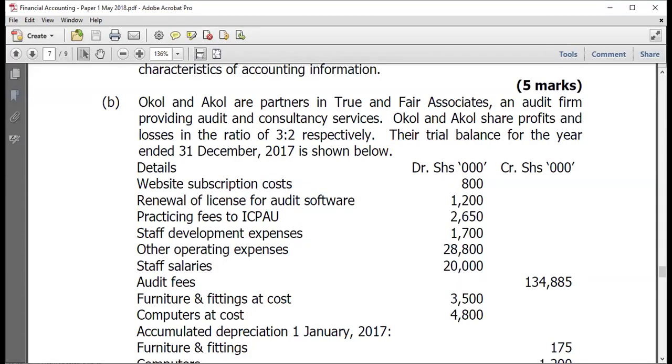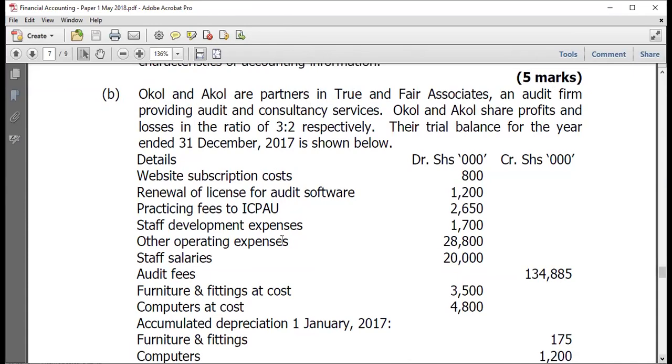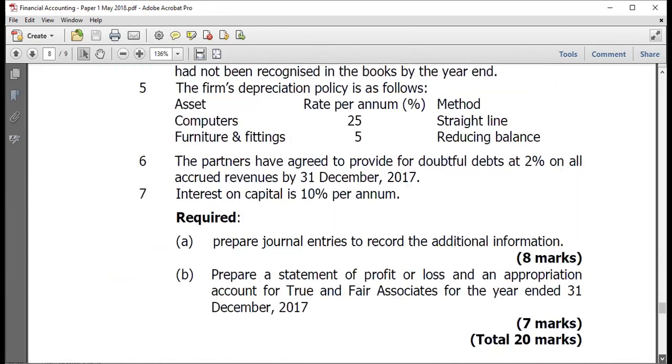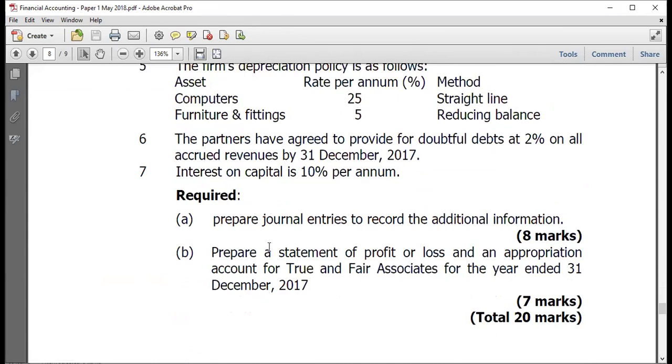For example, this is one of the questions. This was set in May 2018. As you can see, a call and a call are partners in an audit firm providing audit and assurance services and consultancy services. Like I told you, this happens. As you can see, practicing fees to ISPAL, it's a typical audit firm. And when you get down here, they were asking you to do the journal entries and then to prepare a statement of profit and loss and an appropriation account for true and fair associates. This appropriation account, as we are going to study, is the one we use to distribute the profits.